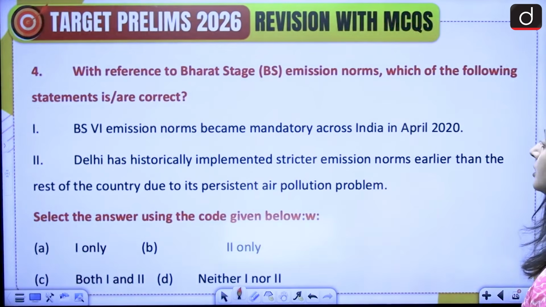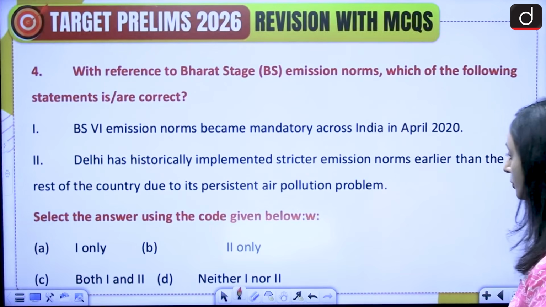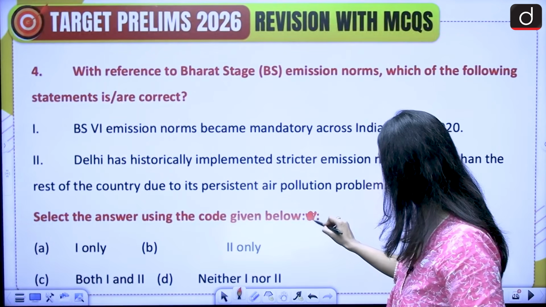Question number 4. With reference to Bharat stage emission norms, which of the following statements is or are correct? 1. BS6 emission norms became mandatory across India in April 2020. 2. Delhi has historically implemented stricter emission norms earlier than the rest of the country due to its persistent air pollution problem. Select the answer using the code given below. A. 1 only, B. 2 only, C. both 1 and 2, or D. neither 1 nor 2. Please attempt this question.